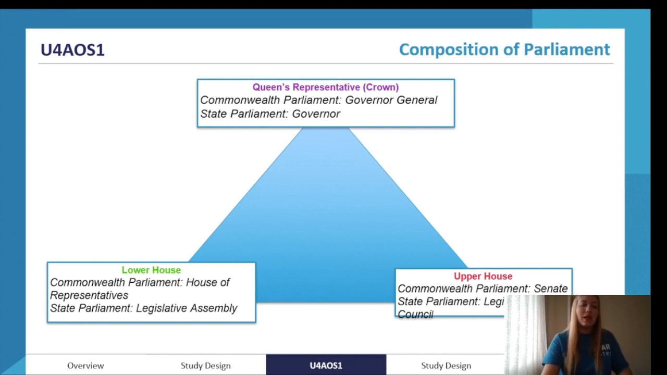House of Representatives in the Commonwealth Parliament, and in the State Parliament in Victoria, it is called the Legislative Assembly. This is the house that forms government, either Commonwealth level or state level government. So the party with the majority of seats in the lower house after an election, they come together and form what's called executive or representative government, or really both.